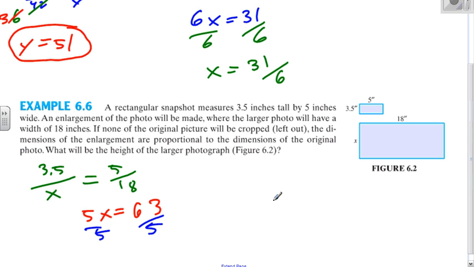Divide both sides by 5. You get 12, because 5 times 12 is 60, with 3 left over, so it's 12 and 3/5, or 12.6 inches. And that's what it was asking for. The height of the larger photo would be 12.6 inches.